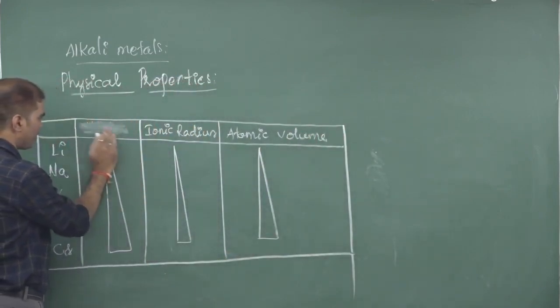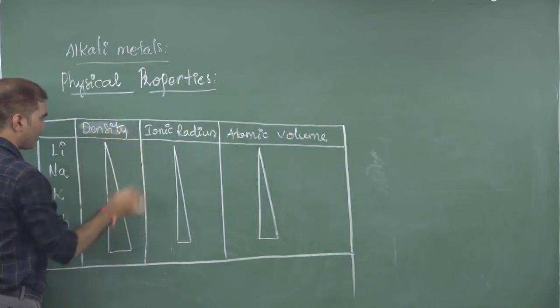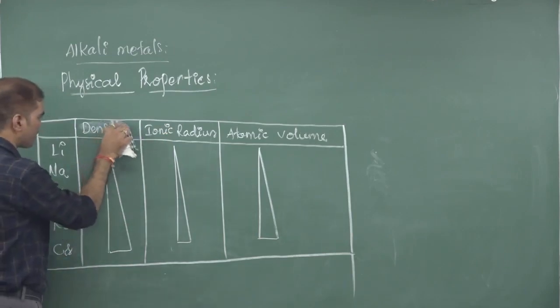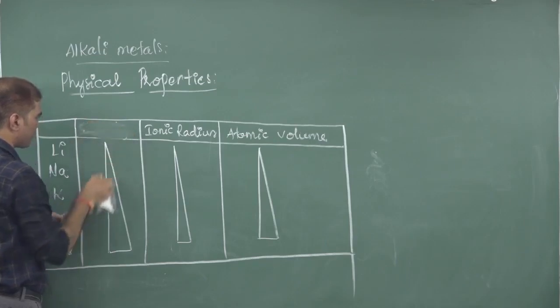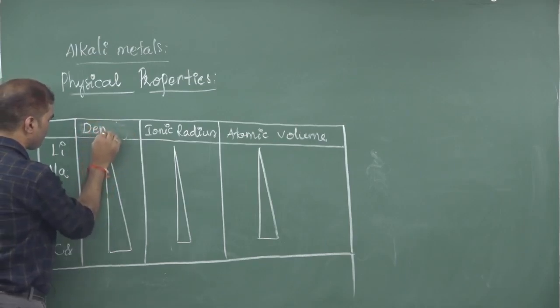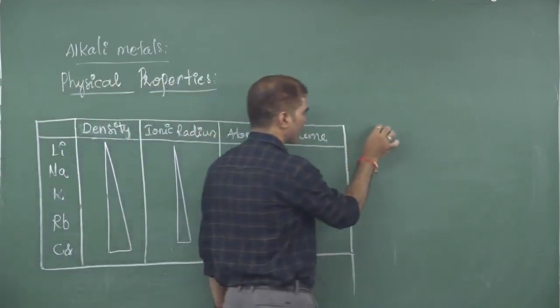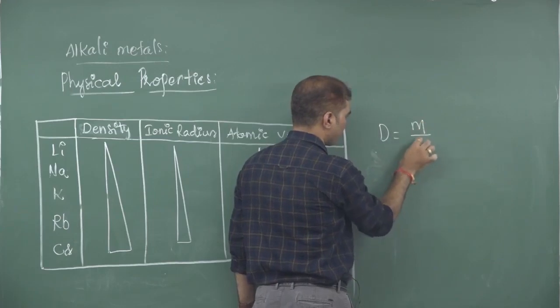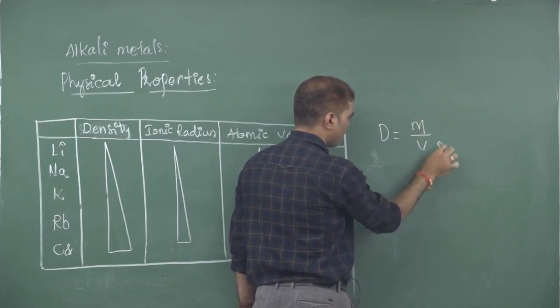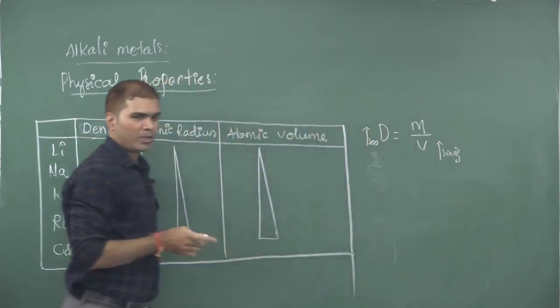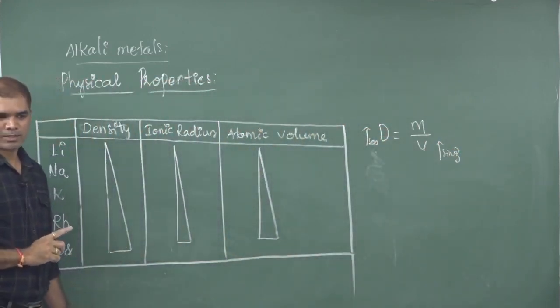What will happen to density? Fourth one is density. Atomic volume is increasing, what should happen to density? Density increases, decreases. Density is mass per volume. Volume is increasing, density increases. You are only considering volume, but what is happening to mass?